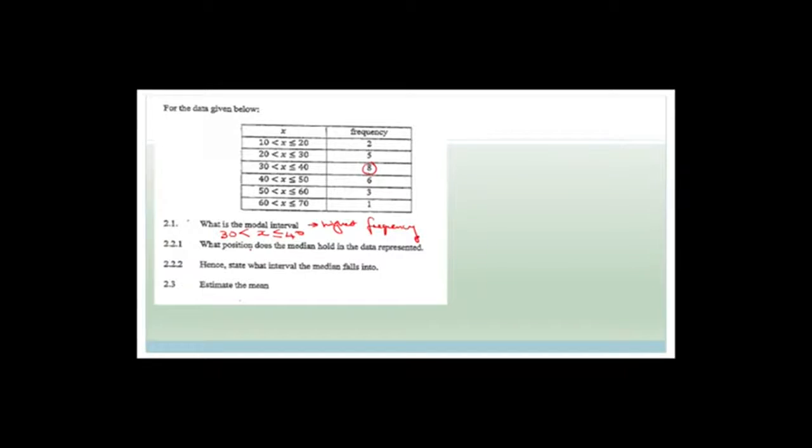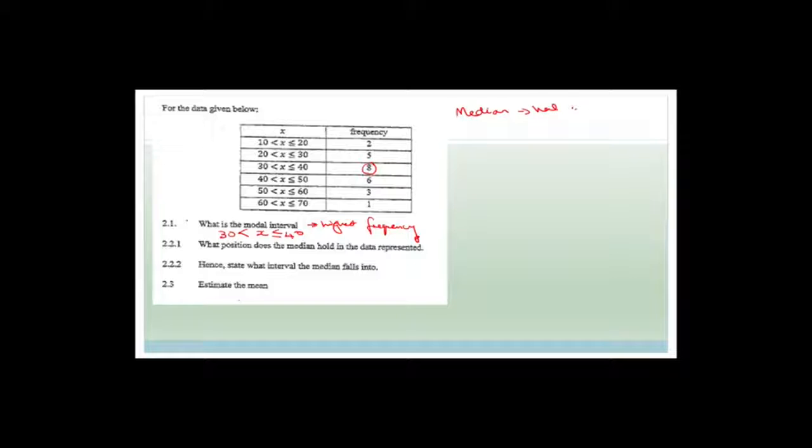Then it says, what position does the median hold in the data represented? Now remember, the median is halfway. So let's count the data. If we do the cumulative frequency, do you agree this is 2? 2 plus 5 is 7. 7 plus 8 is 15. 15 plus 6 is 21. 21 plus 3 is 24. And 24 plus 1 is 25.